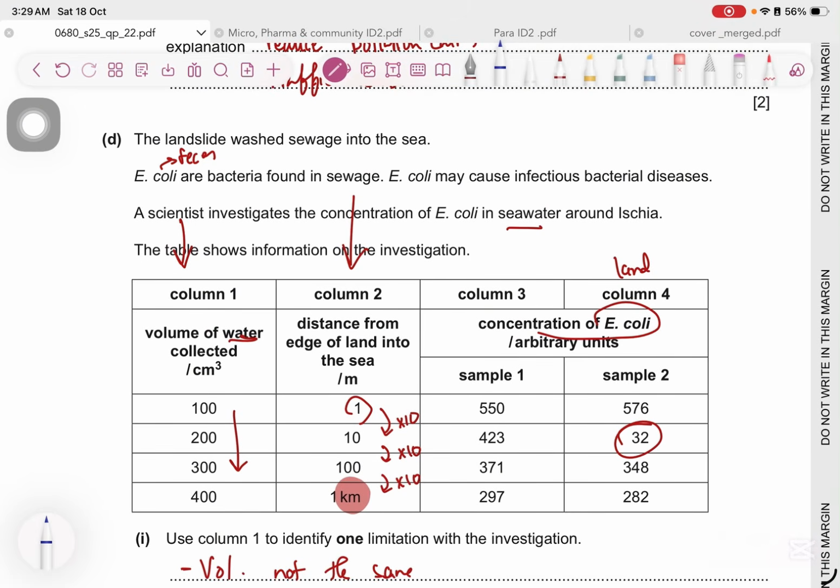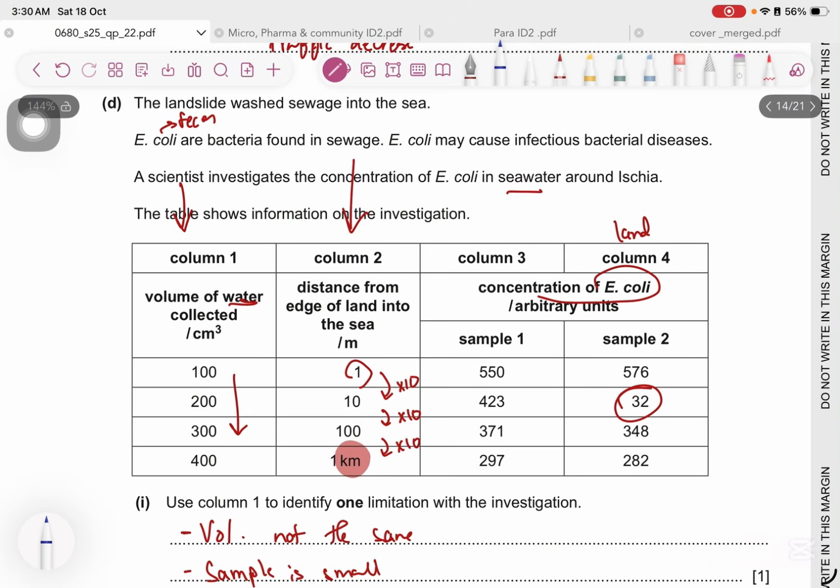So E. coli is present in feces. They're bacteria found in sewage. They're present in feces, so of course they're going to be in the sewage. E. coli may cause infectious bacterial diseases, and that is the waterborne disease I just mentioned earlier, okay, such as cholera and typhoid.